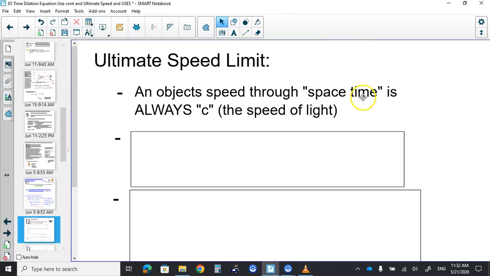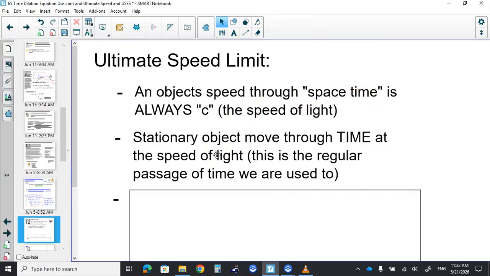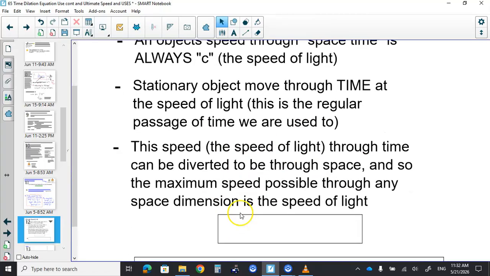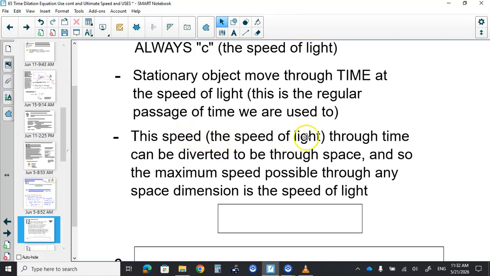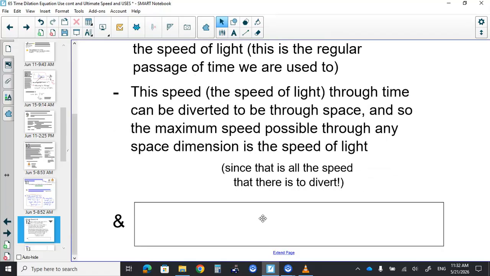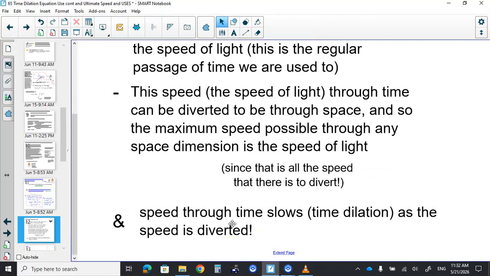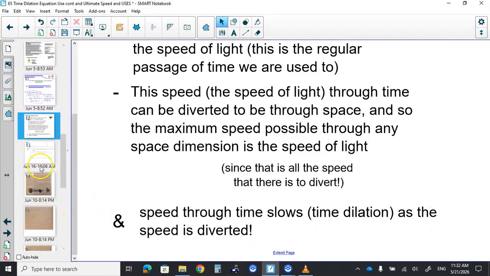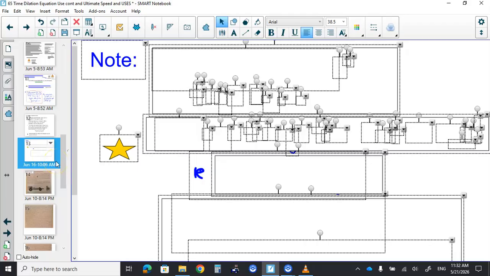So an object's speed through space-time is always the speed of light. Stationary objects move through time at the speed of light. This is just the regular passage of time that we're used to. This speed of light through time can be diverted to be speeds through space. And so the maximum speed possible through any space dimension is the speed of light, because that's all there is to divert. Also, speed through time slows. In other words, time dilation happens as the speed is diverted. So that's a very different way of explaining the why of time dilation, rather than just the what, the calculation of the equations.